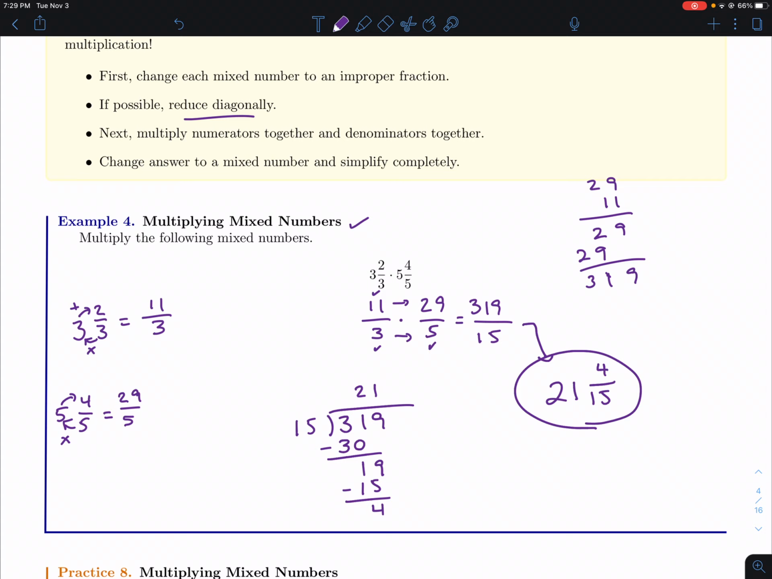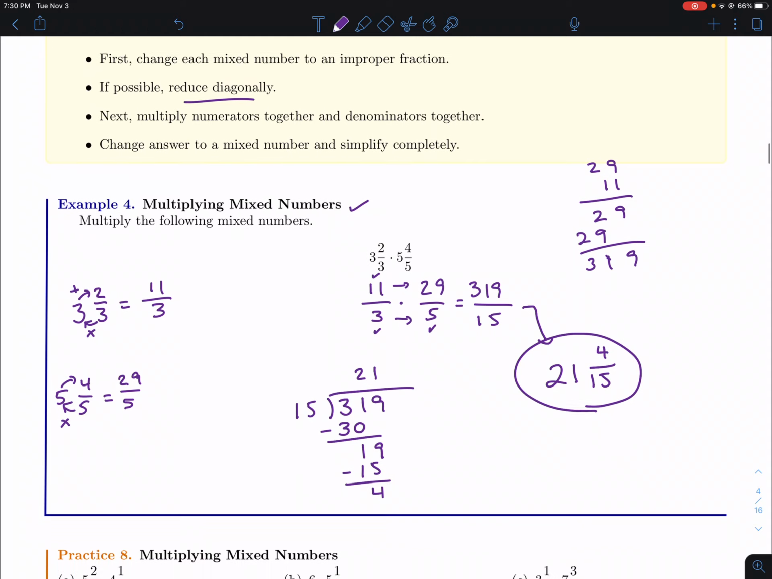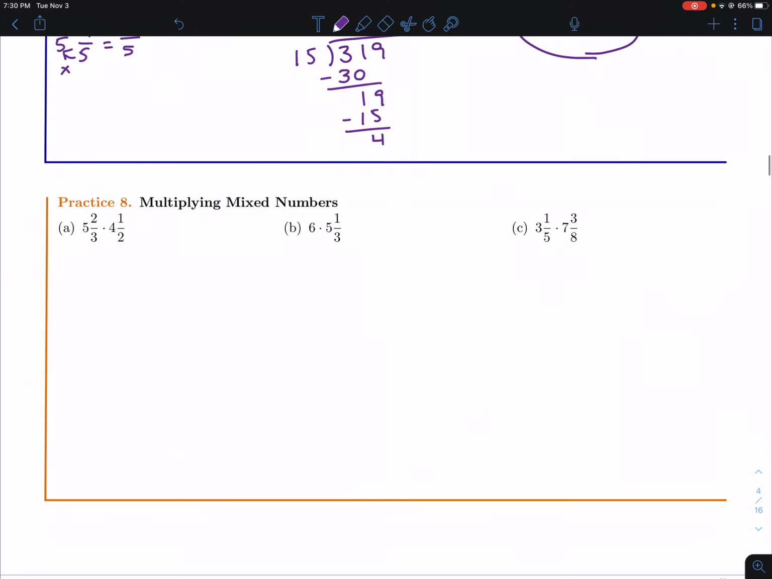Simplify if you want. If you, in the beginning, try to make it a little bit easier. If you don't like simplifying first, just multiply straight across the top, straight across the bottom. Then you may have to simplify later, which is fine. That totally works. And then once you're finished with your improper fraction, turn it back into a mixed number to finish it off.